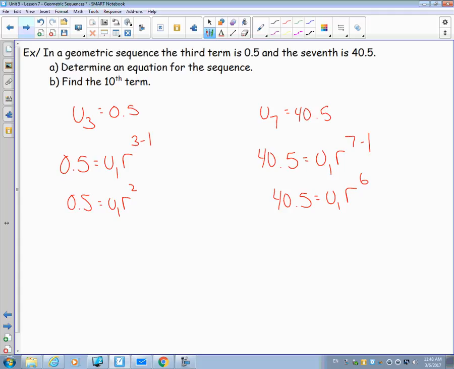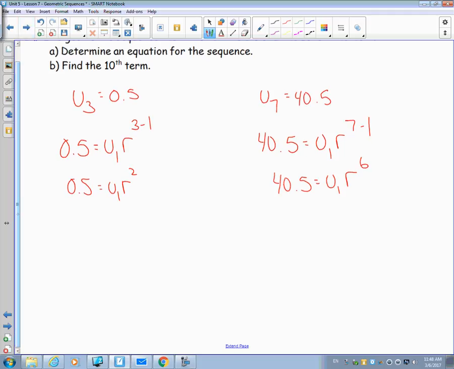If you remember, last time we talked about arithmetic sequences and we had a situation like that, we were allowed to use elimination. Well, we can kind of do the same thing here. I'm going to take the equation with a bigger exponent and write it on top. I'm going to take the equation with a lesser exponent and write it on the bottom. But I'm not going to subtract to eliminate. Instead, I'm going to divide.